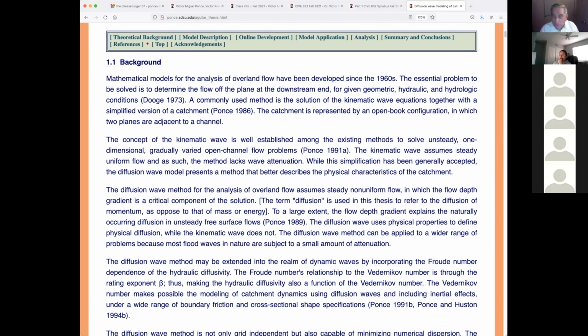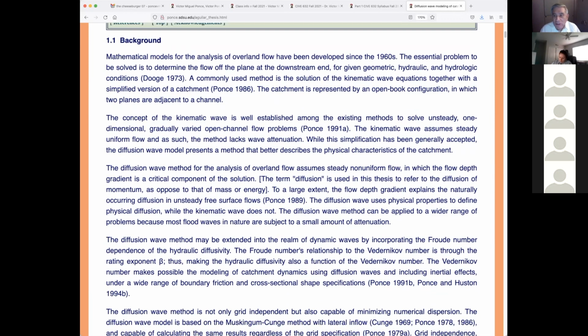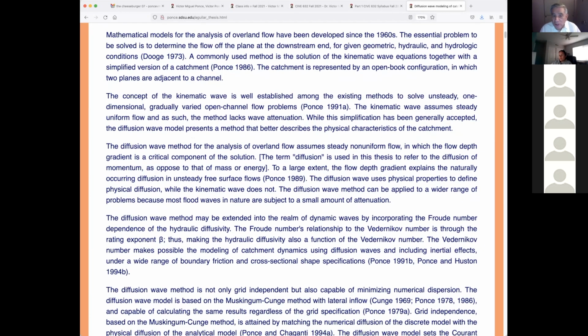So I'm going to touch base on the equations. And the equations, you should be familiar with all the equations. And if you're not, you go back and review the stuff on your own time. Okay? Mathematical models have been developed in the 60s. Wright, Woolhiser, Wooding, Shaki. Those are the big names. The essential problem is to determine the flow off the plane for given geometric, hydraulic, and hydrologic conditions. The concept of kinematic wave is well established. The diffusion wave for the analysis of overland flow is now well established. That's the one we're talking about here.